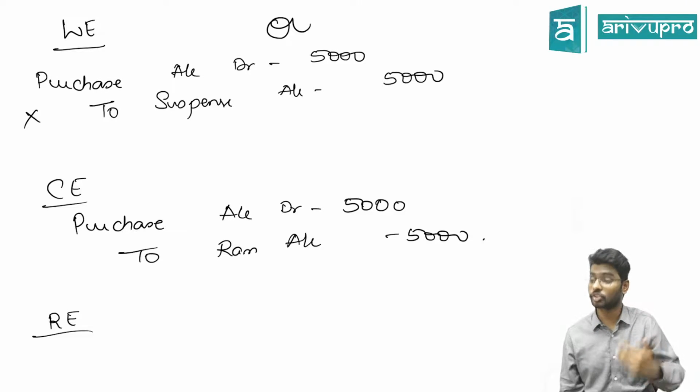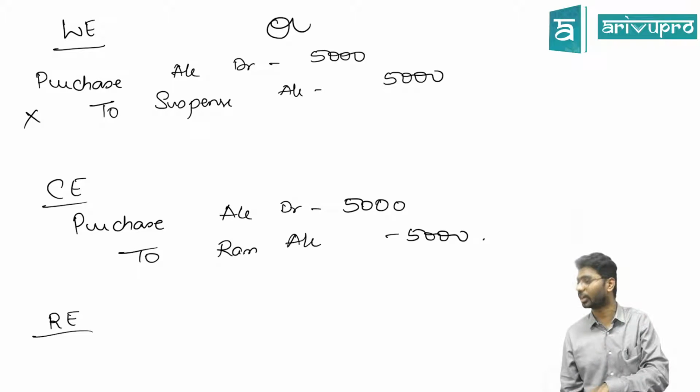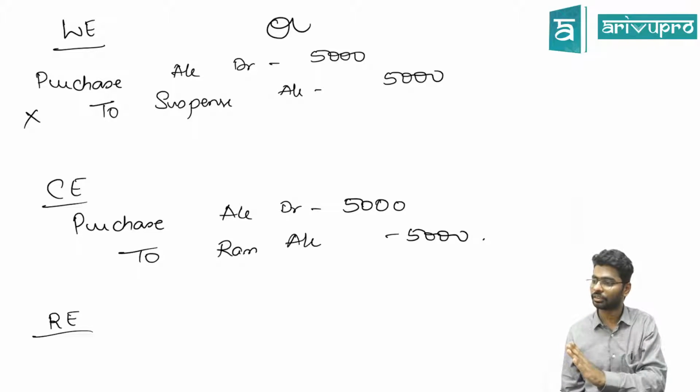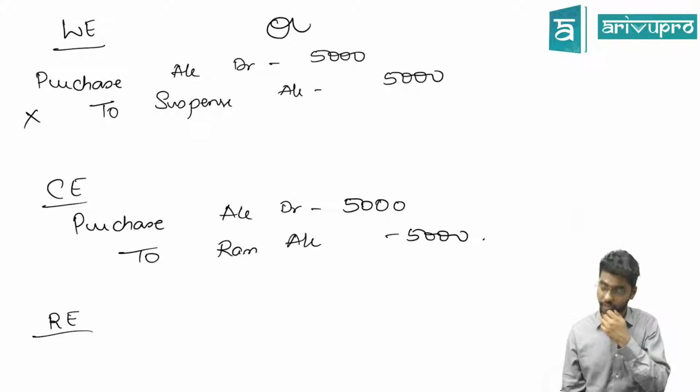Are you clear? So you will always cancel it by what? If there's a wrong debit, you will be giving a wrong credit. So wrong debit, wrong credit, it gets cancelled. My question is, why is it not allowed to change?